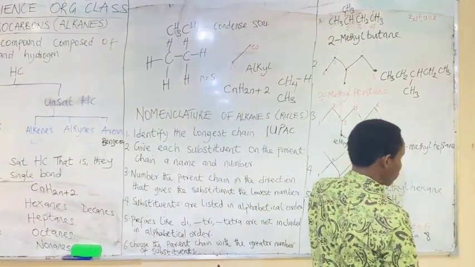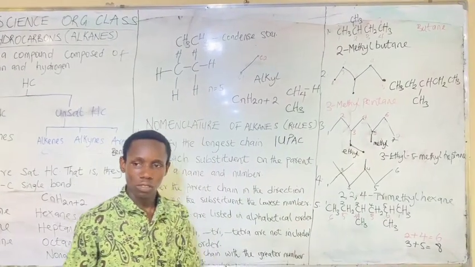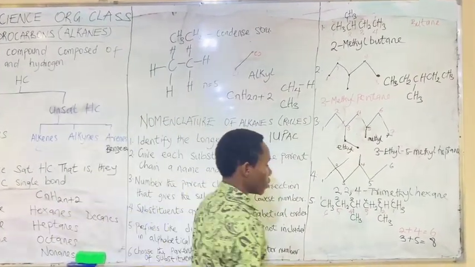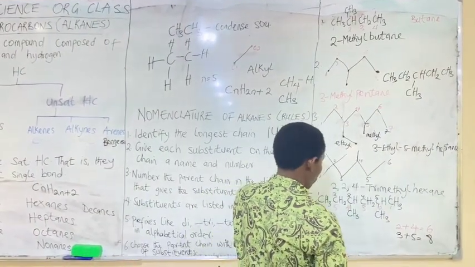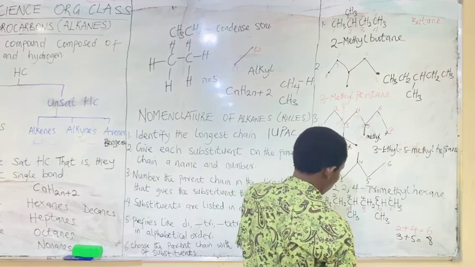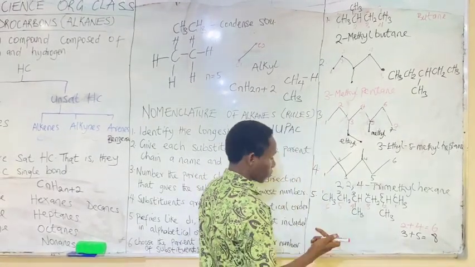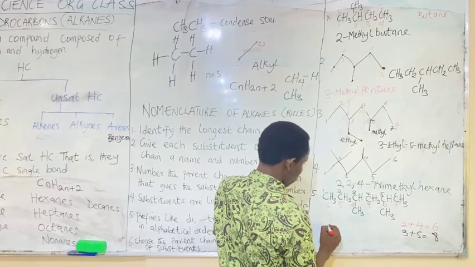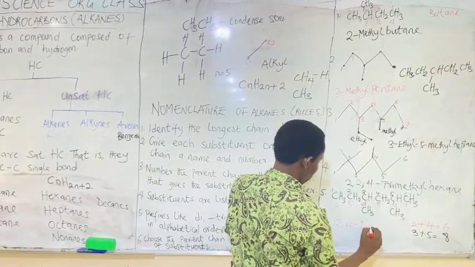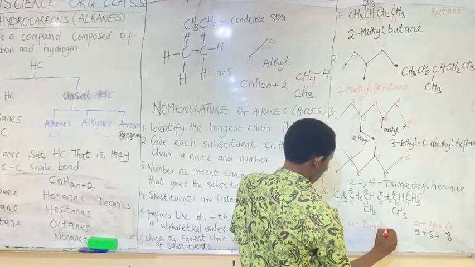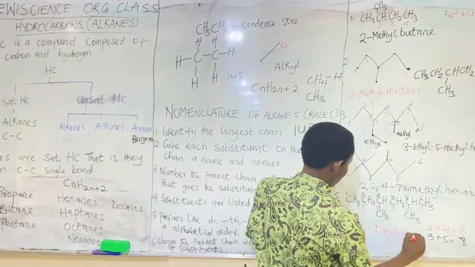Between 6 and 8, which of them is the lowest number? Yes, 6 is the lowest number here. Therefore, we take it this way. What then will be the name of this compound? I'm going to use the red marker. It will be 2,4-dimethylhexane.